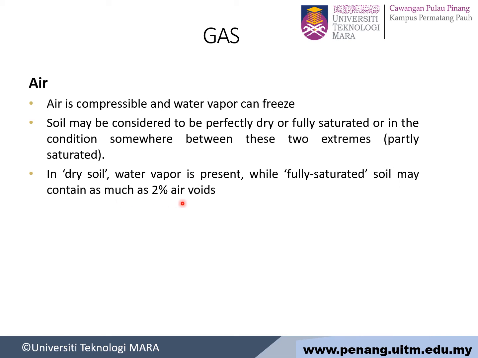In dry soil, water vapor is present, while fully saturated soil may contain as much as 2% of air voids. As you know, in the soil diagram we have solid, water and air. For the perfectly dry condition, we only have solid and air. For the fully saturated condition, we only have water and solid. So that is the difference between dry, fully saturated and partially saturated, because in partially saturated soil we have air, water and solid.